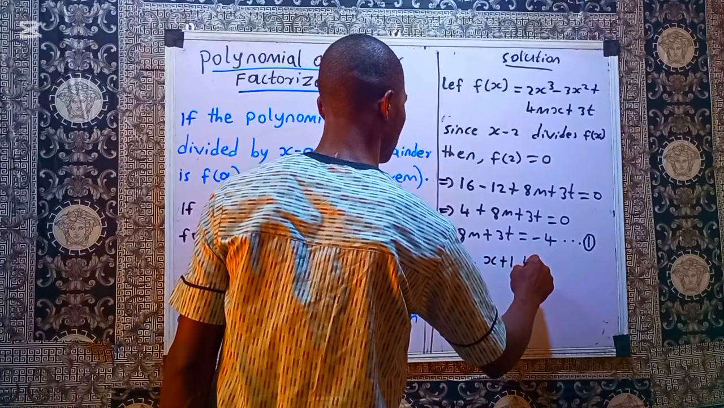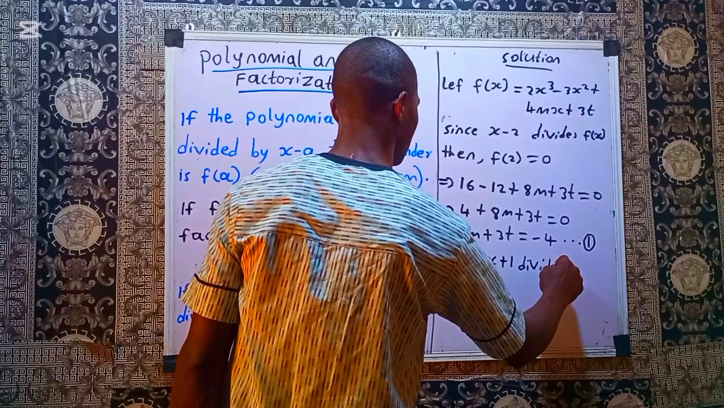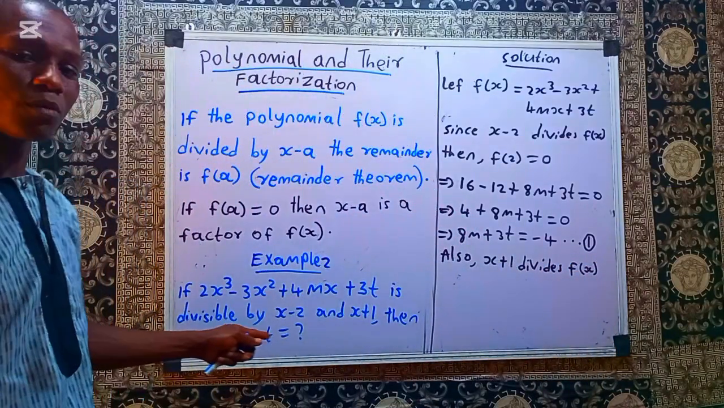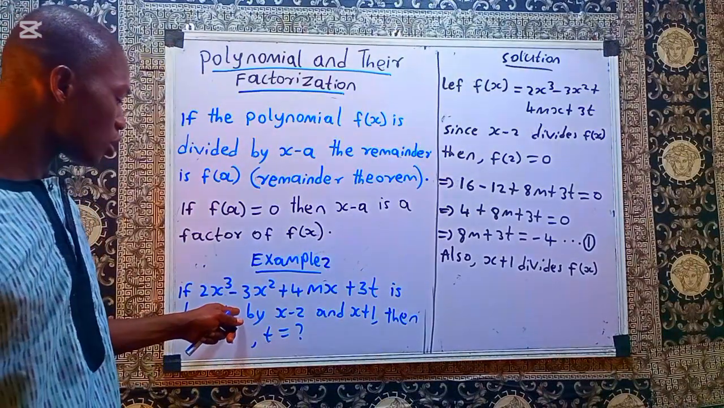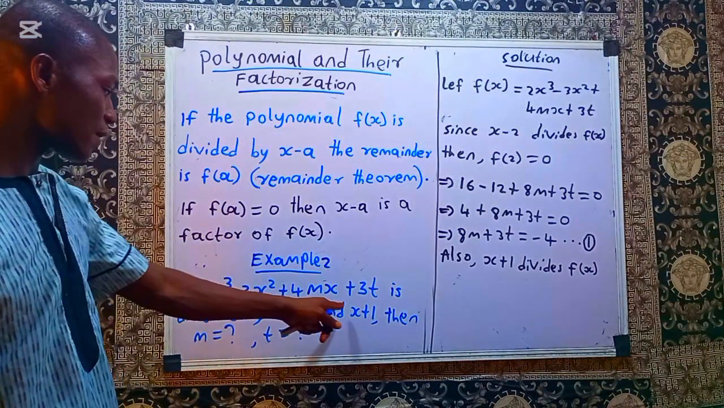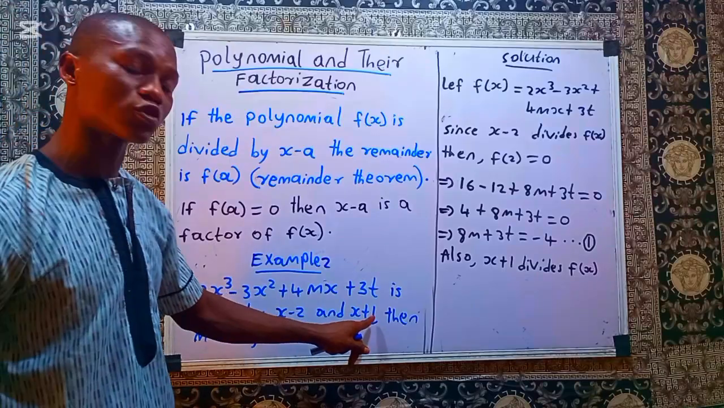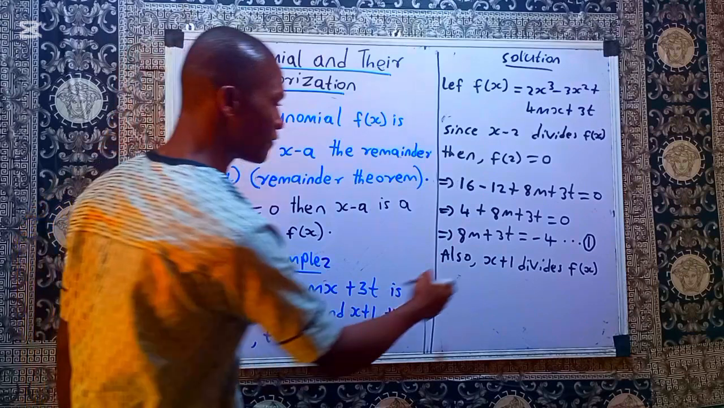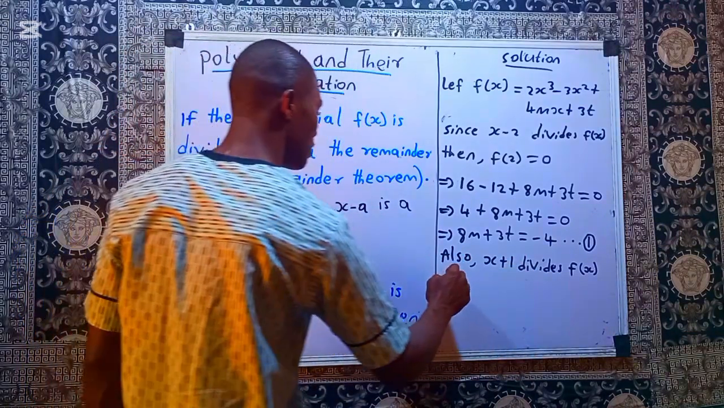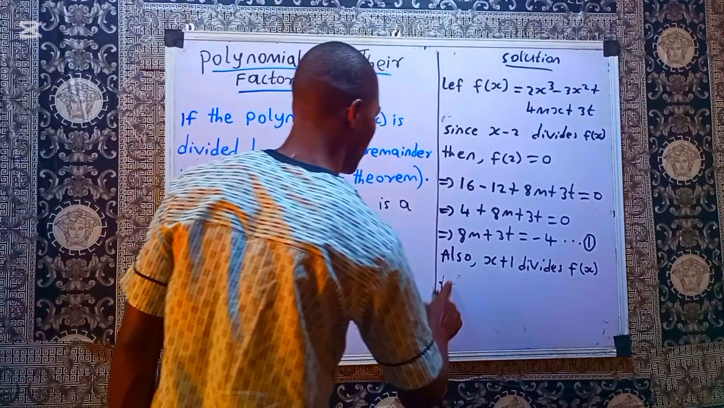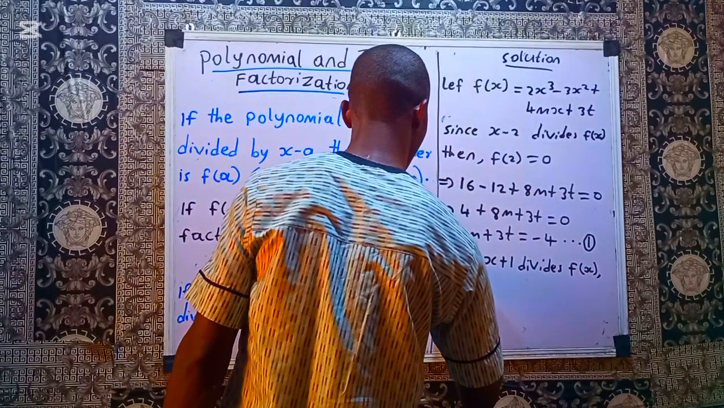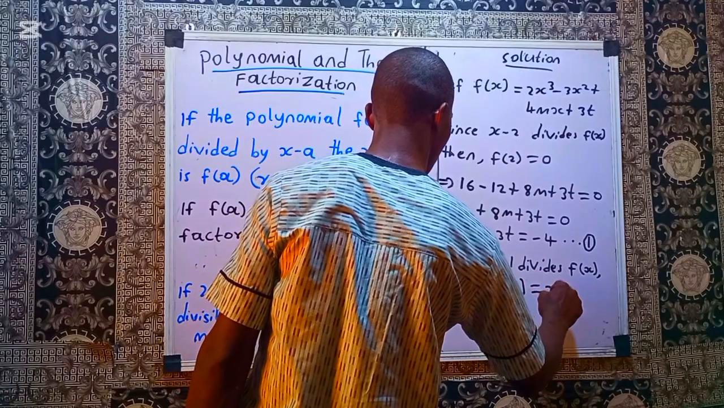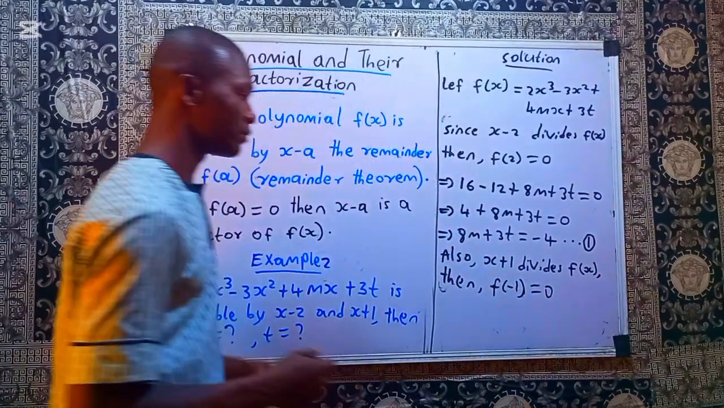So we are going to say also x plus 1 divides f of x. So by the information provided for us, we are saying that this polynomial is divisible by what? x plus 1 as well. So x plus 1 divides f of x. Since x plus 1 divides f of x, we are going to have that f at minus 1 is what? 0 by the factor theorem.